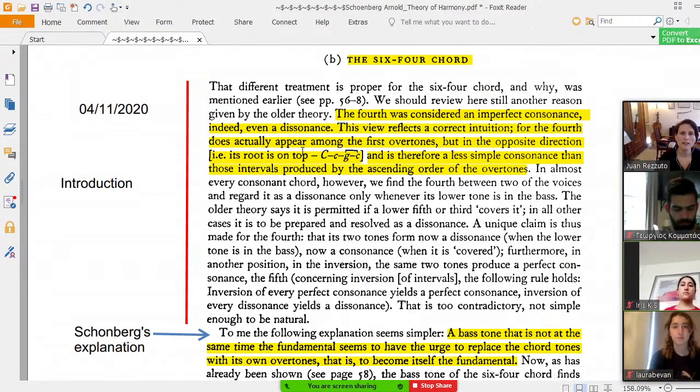past. This view reflects a correct intuition, for the fourth does actually appear among the first overtones, but in the opposite direction. For example, if this is C, C is the middle note, the first overtone. Second overtone, the octave. Third overtone, the third. The ratio 3-2. And then the fourth, sorry, you hear it? Fifth. What did you say? Third.